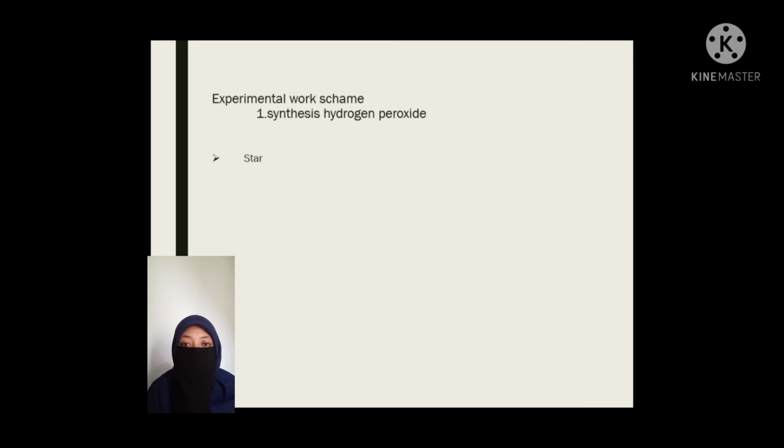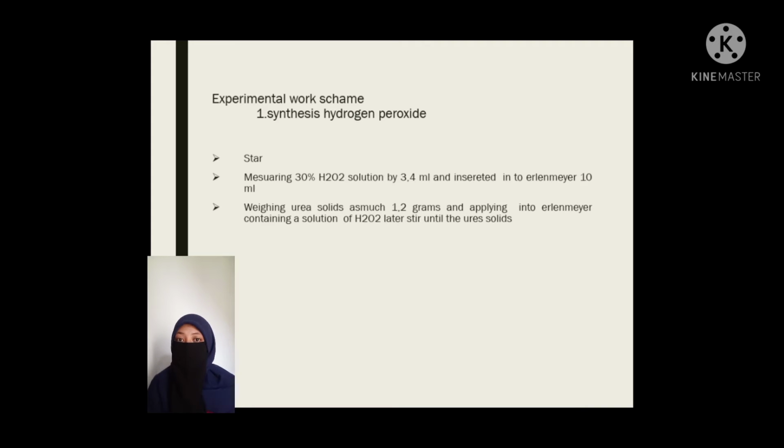Number 1, synthesis of urea-hydrogen peroxide. Start by measuring 30% H2O2 solution, 3.4 ml, and insert it into a petri dish. Weigh solid urea, 1.2 grams, and add it into the petri dish containing the H2O2 solution, then stir until the urea dissolves.